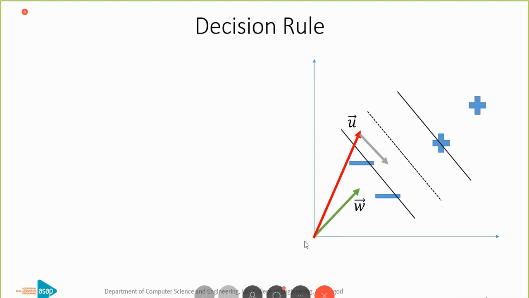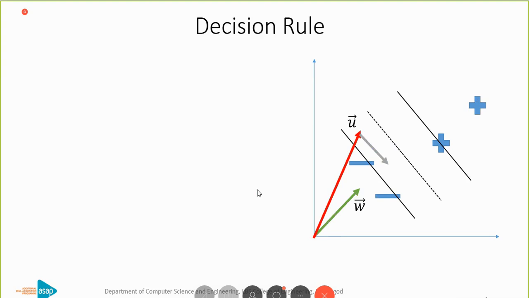When I take the projection of U on W, that will give me the distance in this direction. So once you get the distance in this direction, you will come to know whether a particular sample U belongs to the left side or the right side. You will be able to tell which side of the street U is on.